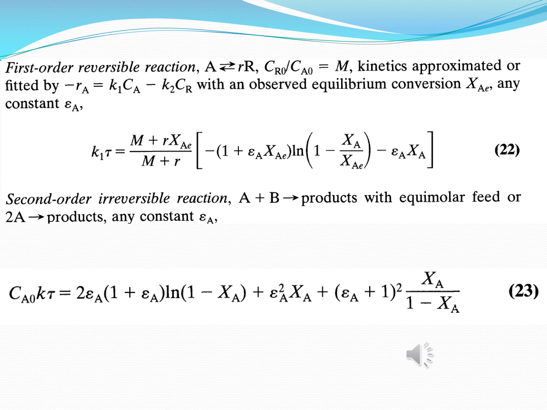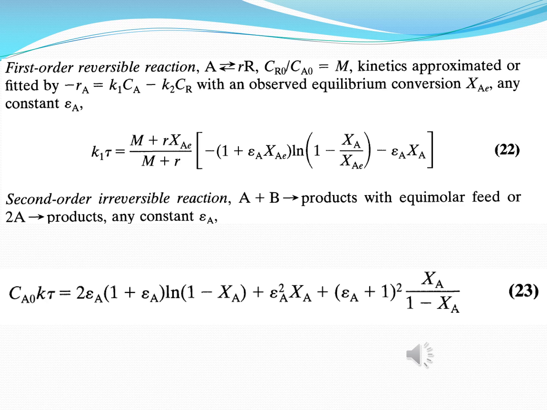And for the first order reversible reaction, which is first order but with forward and backward reactions, and Cr naught by Ca naught is equal to m, the kinetics are fitted by minus Ra equals K1 Ca minus K2 Cr. With the observed equilibrium conversion XAE and constant EA, we end up with this expression, equation 22: K1 tau is equal to m plus r XAE over m plus r, times minus 1 plus EA XAE, times ln 1 minus XA over XAE, minus EA XA. This is for the reversible first order expression.